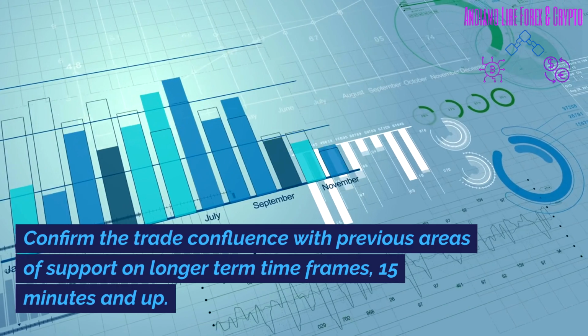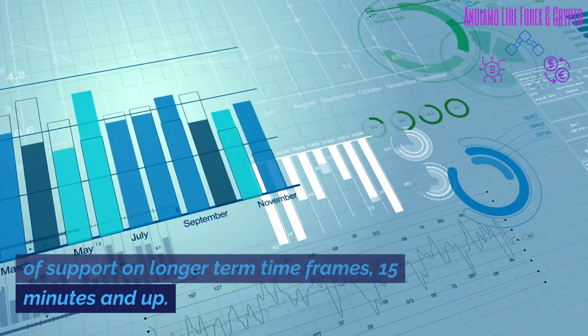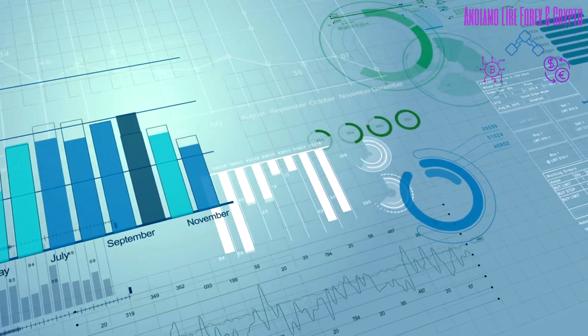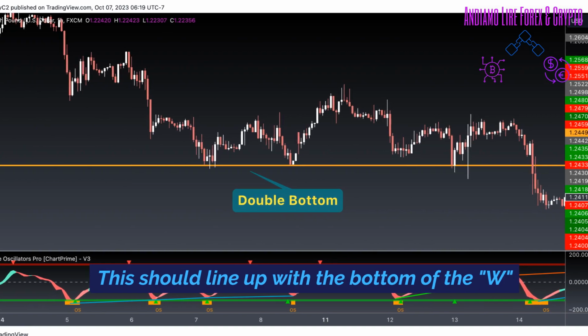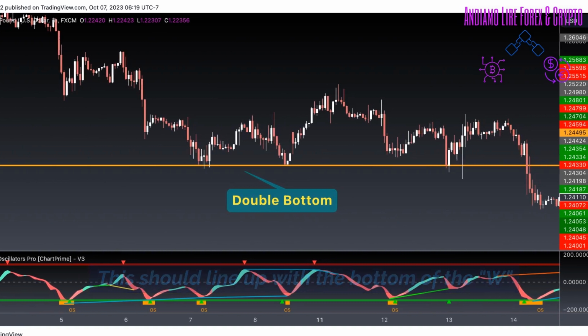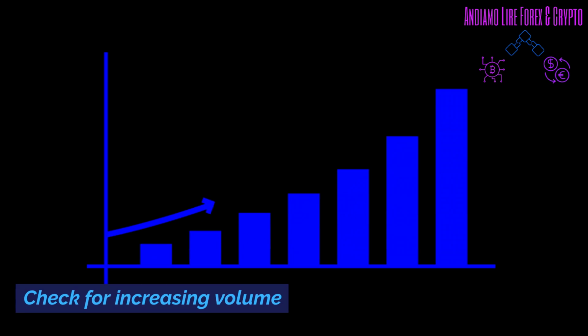Confirm the trade confluence with previous areas of support on longer term time frames, 15 minutes and above. This should line up as seen in the diagram with the bottom of the W. Another confluence factor is increasing volume, so check for it.